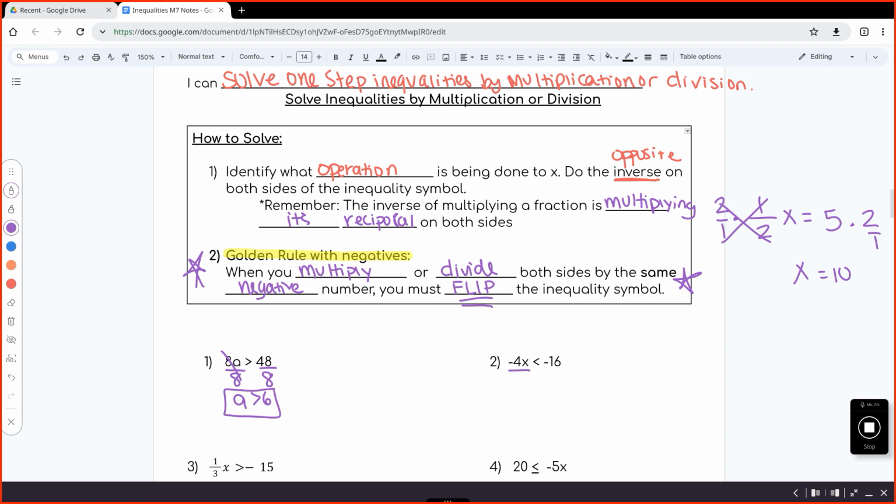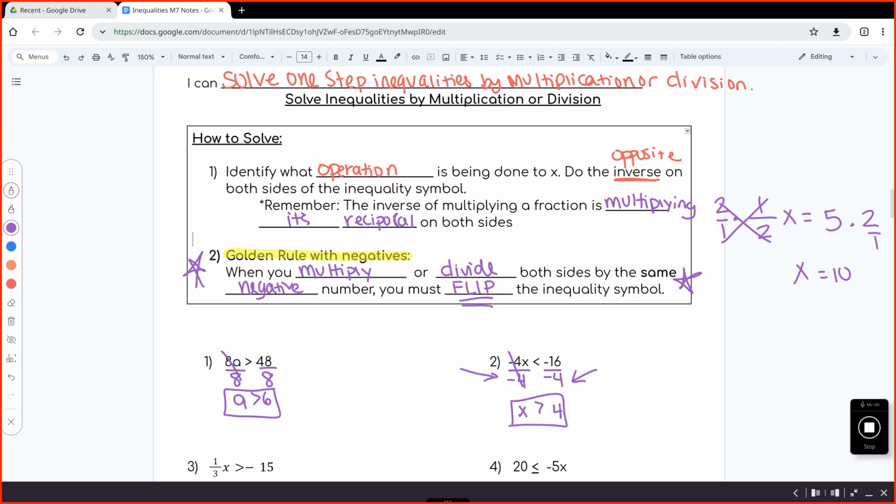Number 2, we have negative 4x is less than negative 16. Here we are going to divide each side by negative 4. These cancel. We're left with x on the left and positive 4 on the right. You'll notice we divided both sides by the same negative number. So we are going to flip this inequality symbol so that instead of less than, it is greater than, because that is the golden rule of inequalities with negatives.